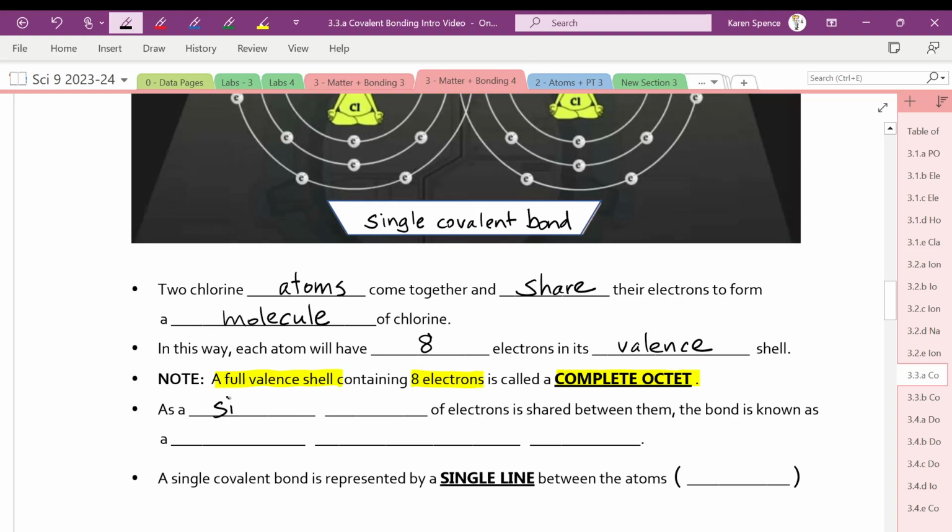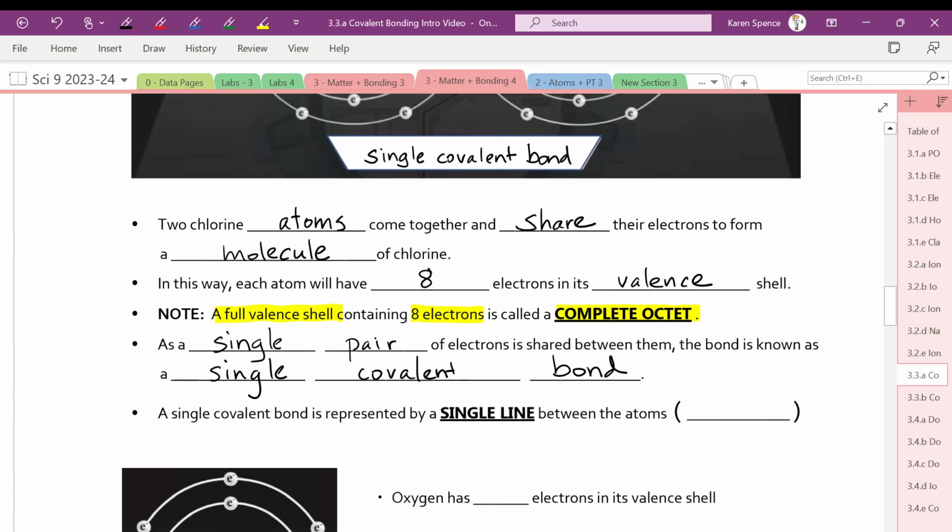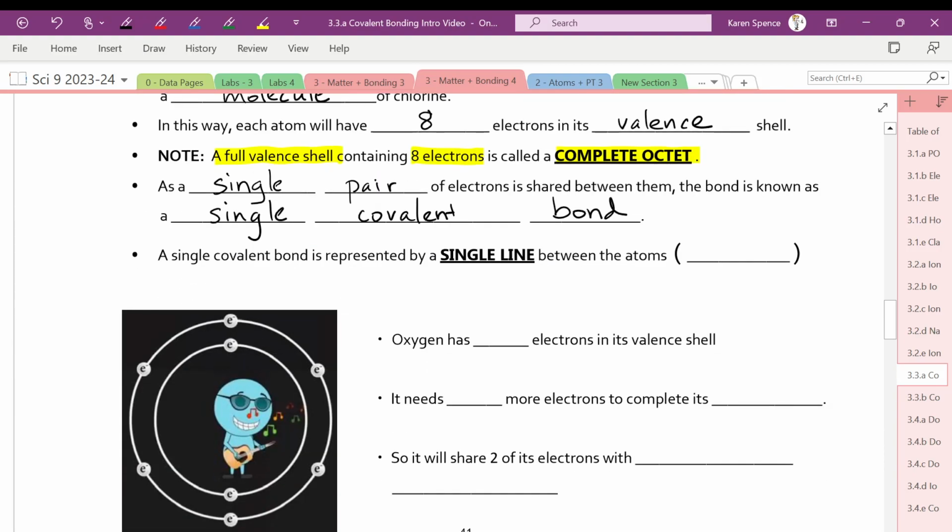As a single pair of electrons is shared between the 2 chlorines, the bond is known as a single covalent bond. A single covalent bond is represented by a single line between the atoms. So in other words, we go here, we draw a single line, and then we draw another Cl.